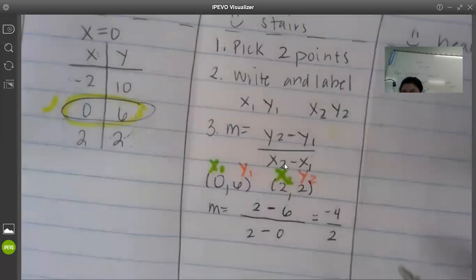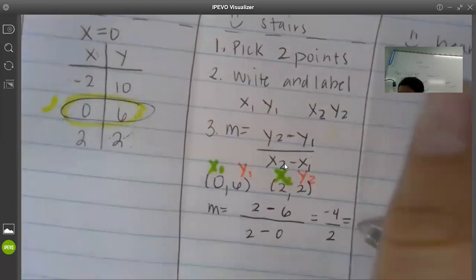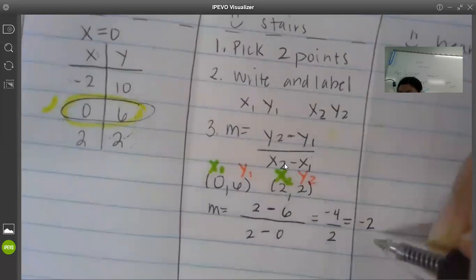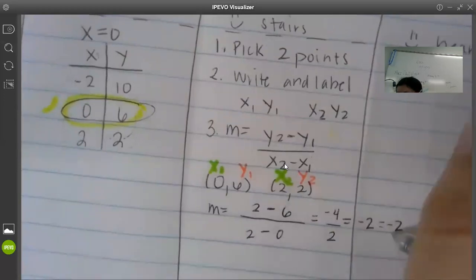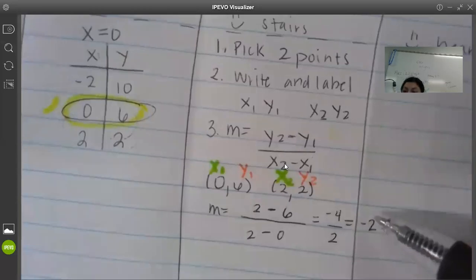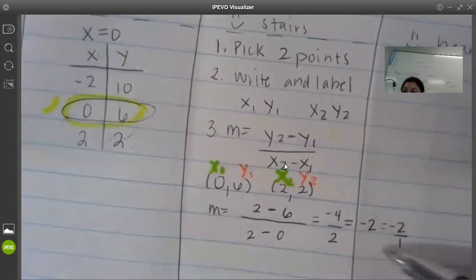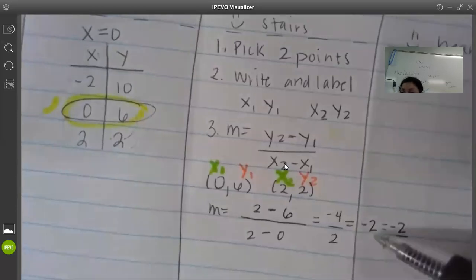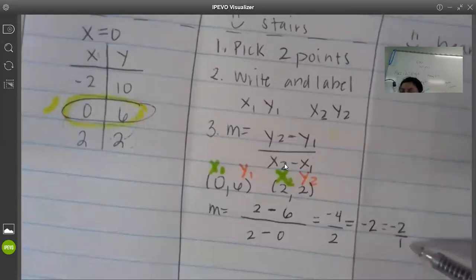And now I'm going to reduce this. -4 divided by 2 is -2. And I ran out of space. Which, if I had to write this as a fraction, it would be -2 over 1. If I just want to simplify, it's -2. But if I want to graph it, it's going to help me if I write -2 over 1. Why is it this? Because this is saying -2. If you divide -2 by 1, you get -2. I can't put another number here, and I can't put 0 because you can't divide by 0.